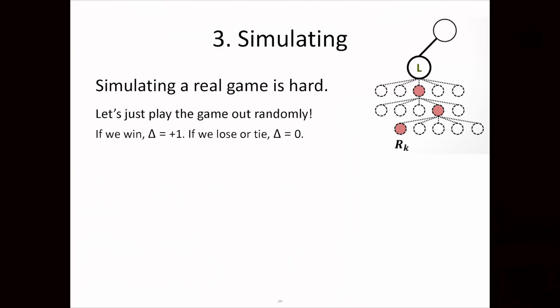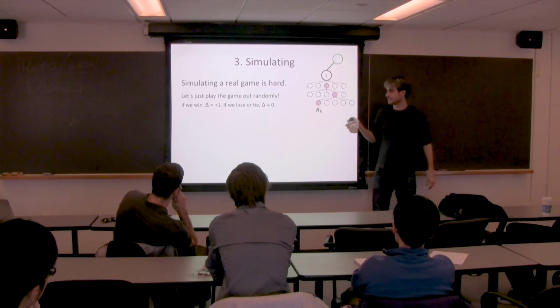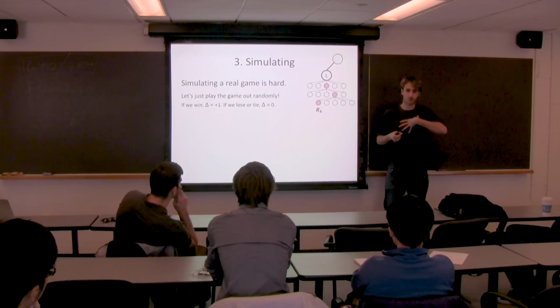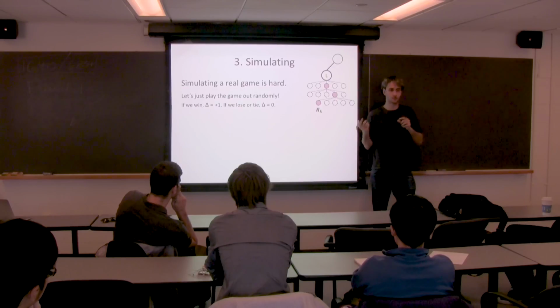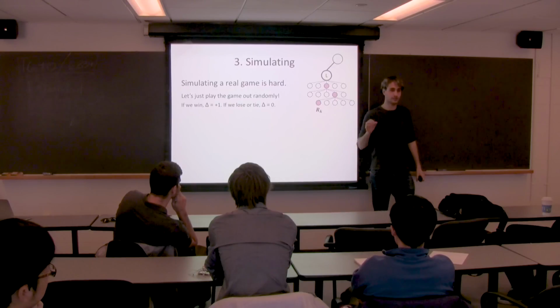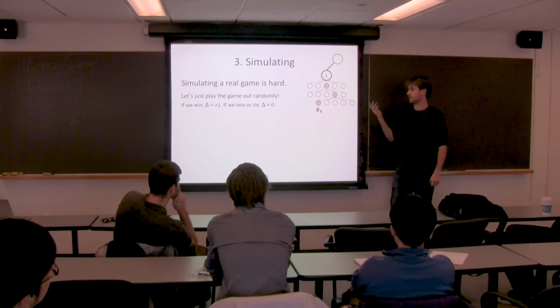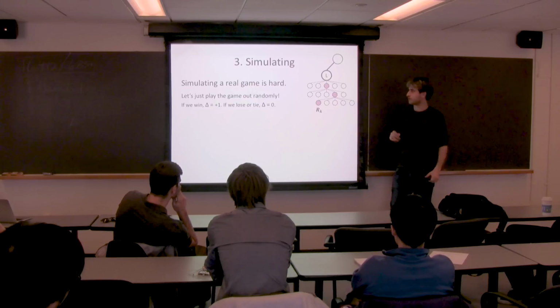And so, as you correctly guessed, we're going to do it randomly. We're going to be at a certain state, and then from that state, we're just going to pick random moves for each of the players until the game ends. And if we, as player 1, win, then we're going to add 1. We're going to say delta equals +1. And if we don't win, or if we tie or lose, then we're going to call it a 0.